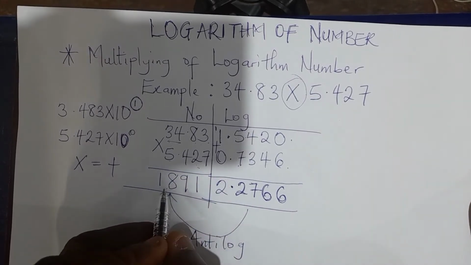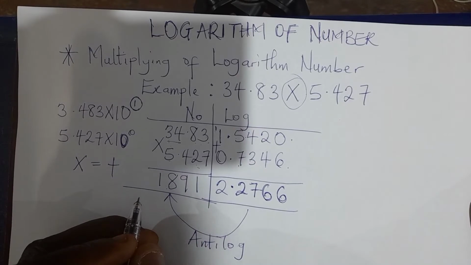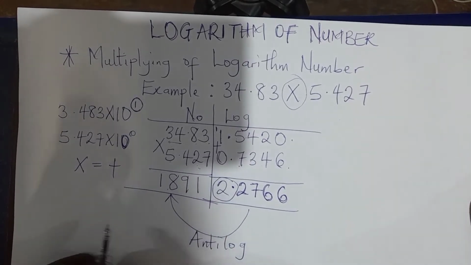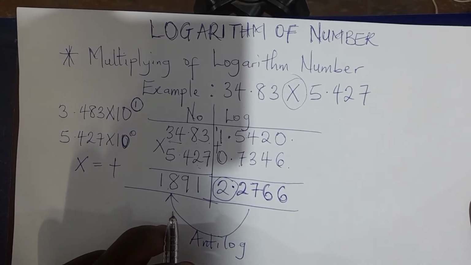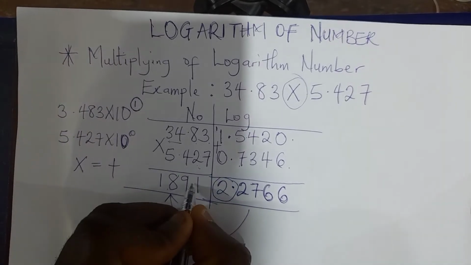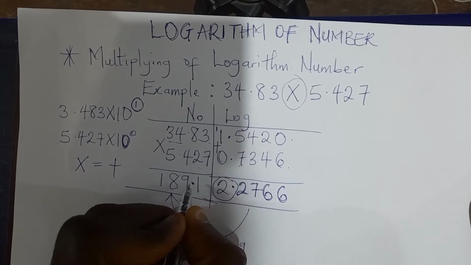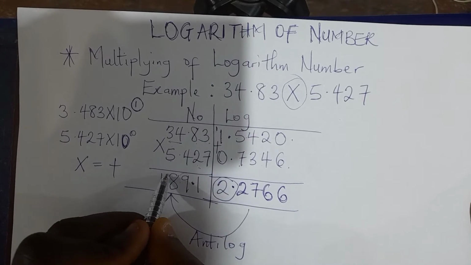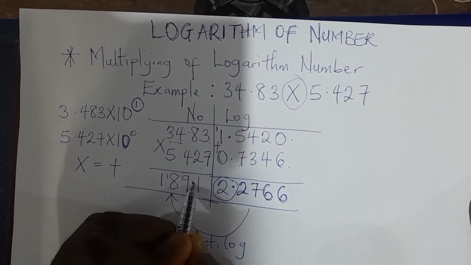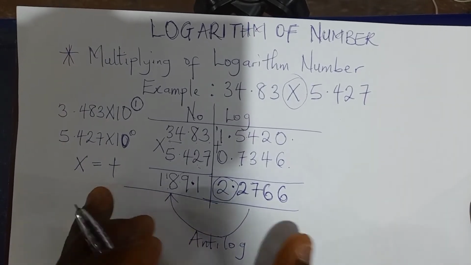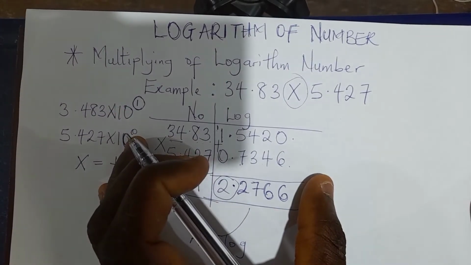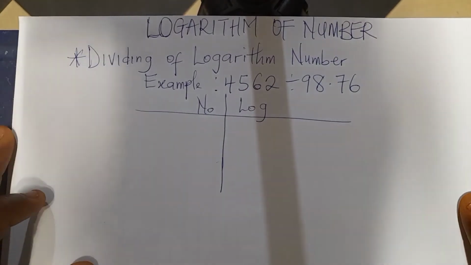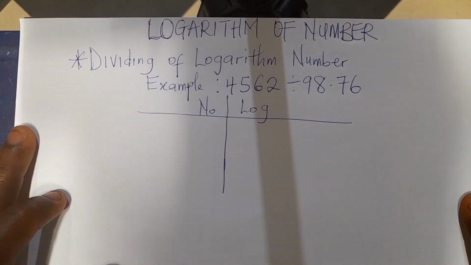Now, having known the antilog of this, the question is, where will the point be? You don't know where the point will be. Now the point will be based on these 2 points. It means it will be here, 1, 2. So it will be here. Now this is the solution to this particular problem. So guys, having known the first part of this, let's talk about dividing of logarithm numbers.